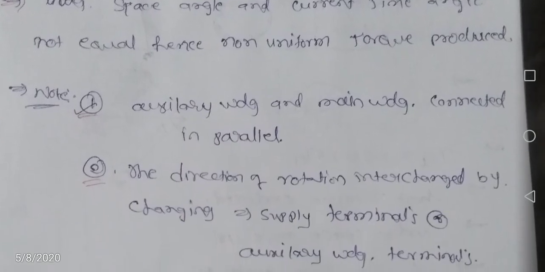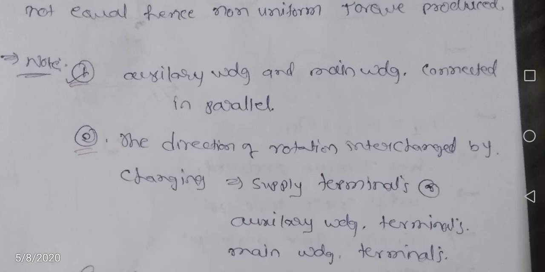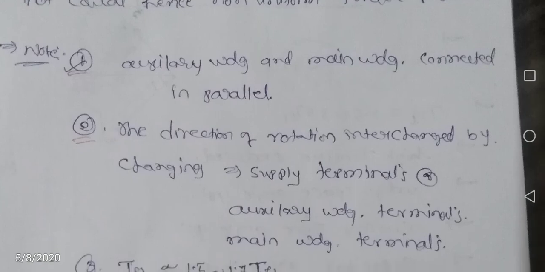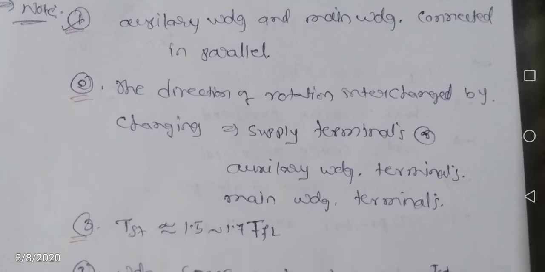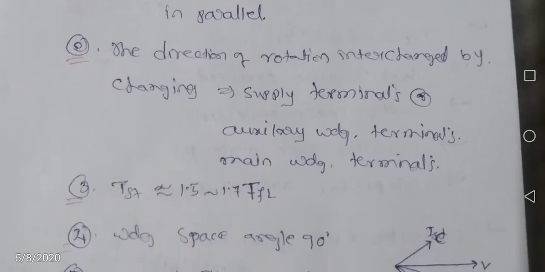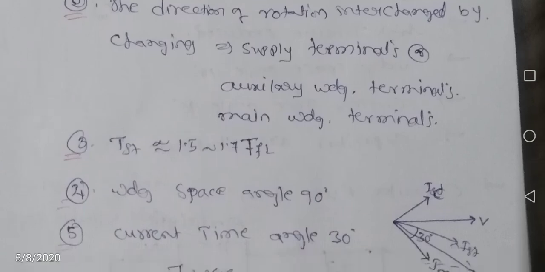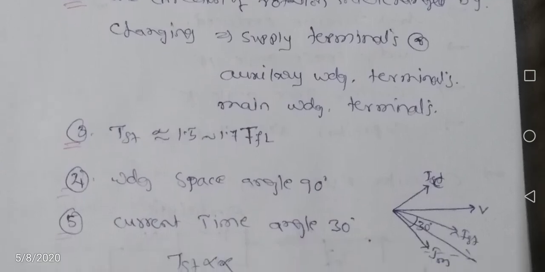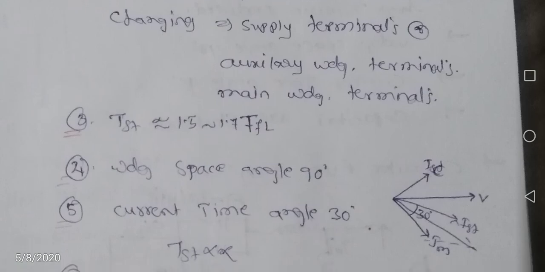Note, the auxiliary winding and main winding are connected in parallel. So in that single phase induction machine, the auxiliary winding and main winding are connected in parallel. The direction of rotation is interchanged by changing the supply terminals of either the auxiliary winding terminals or the main winding terminals. TST equals 1.5 to 1.7 times TFL.